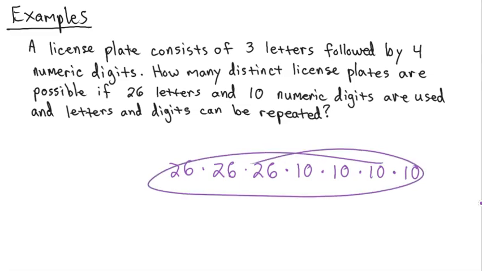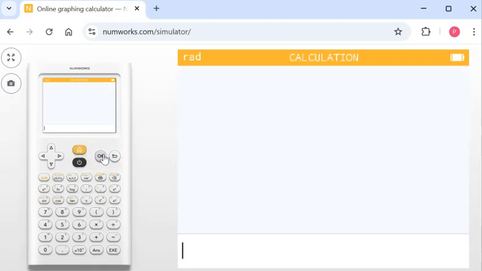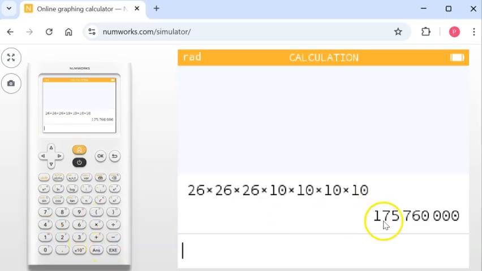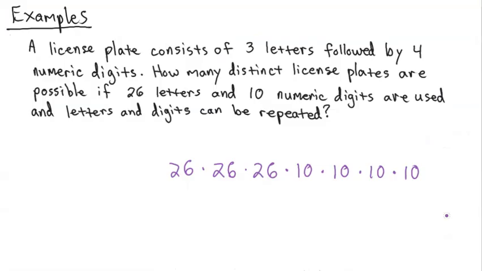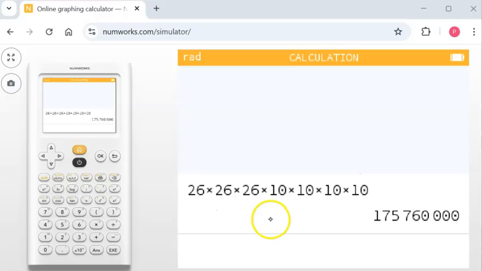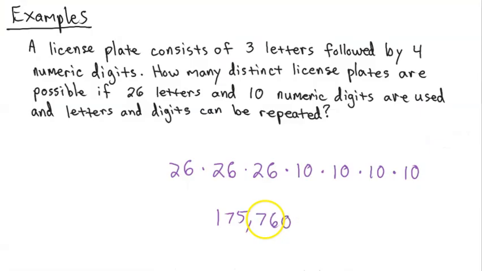Okay, well, we can plug this into a calculator. All right, let's go to calculation. We're going to do 26 times 26 times 26. Oops, let's go back. Not 26 times 10 times 10 times 10 times 10. It's going to be a big number. Look at that. It's 175,760,000. So it's going to be 175,760,000 possible license plates. This is a common method used in a lot of states, 3 letters and then 4 numbers.